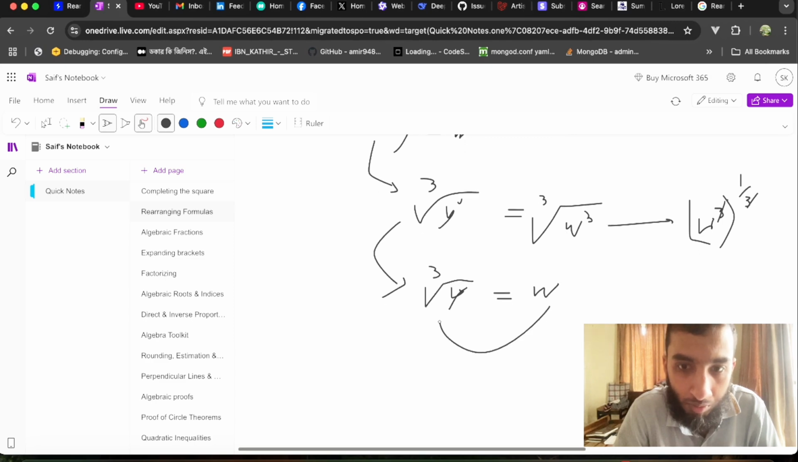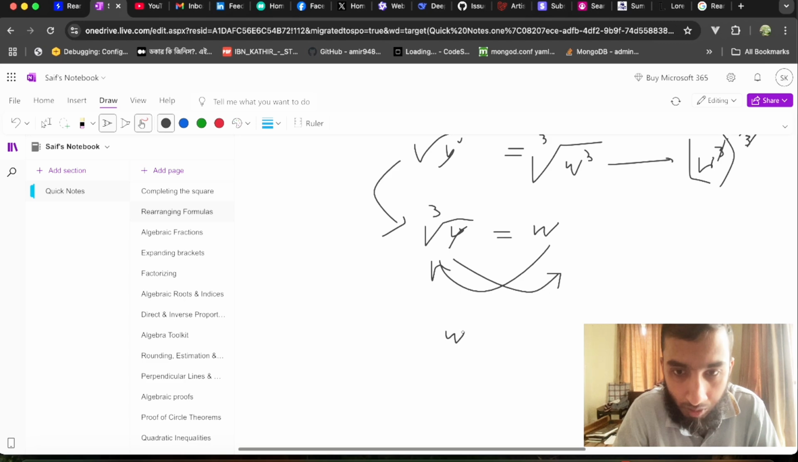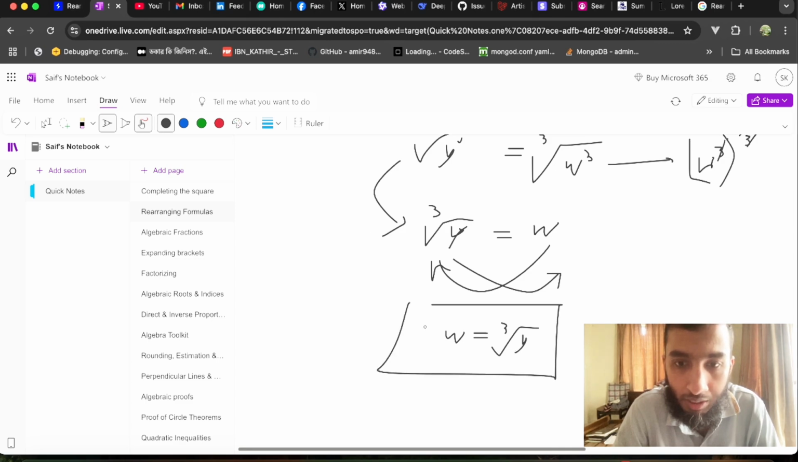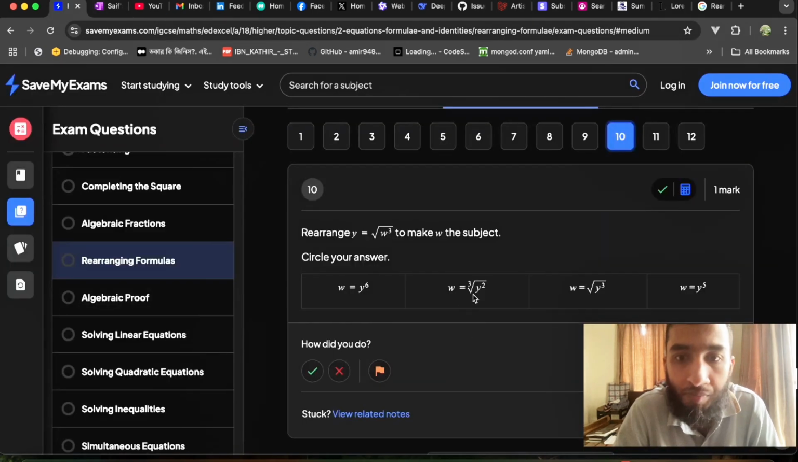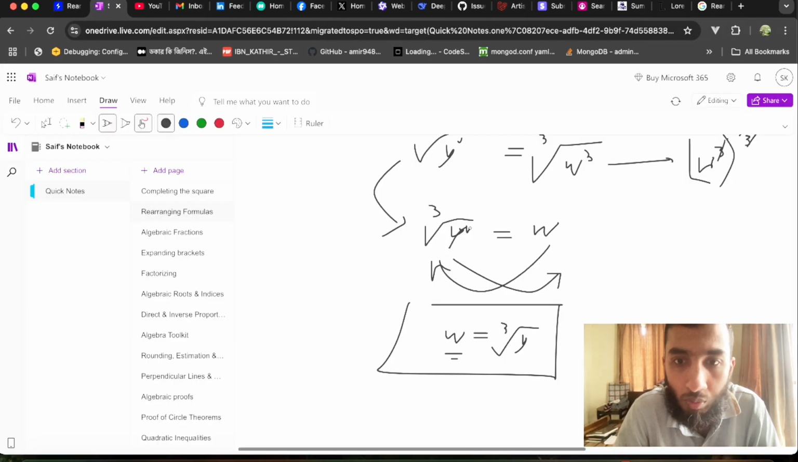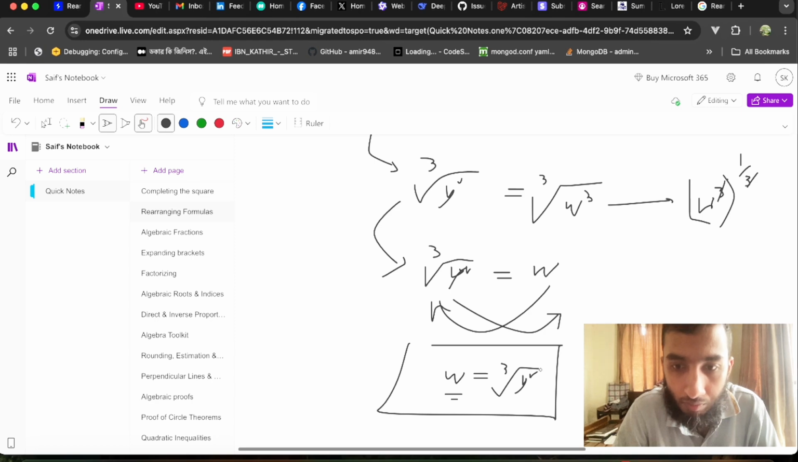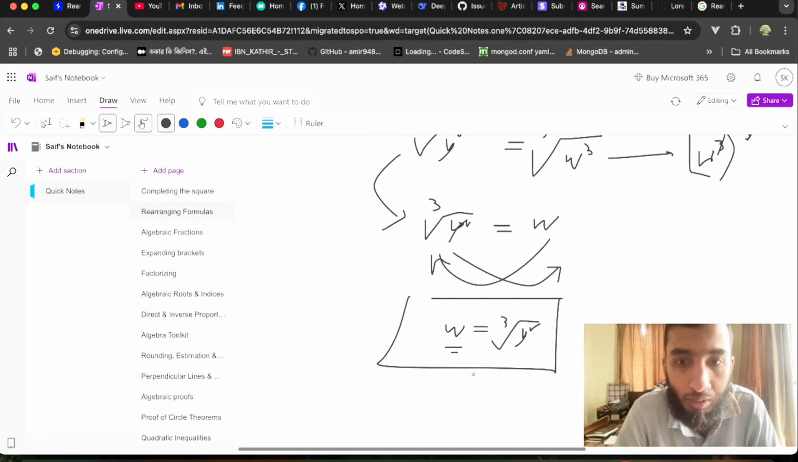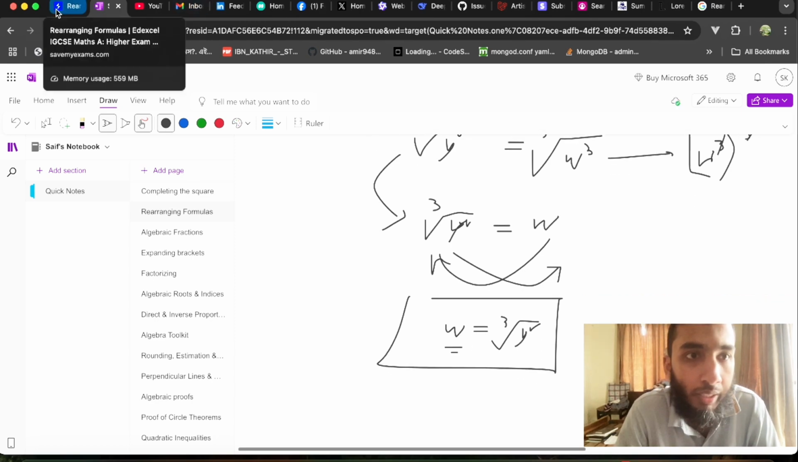So if I write w on the left hand side and cube root y square on the right hand side, we get w equals cube root y square. So this is the equation where I change the subject from y to w. So what is the right answer? W equals cube root y square. So this is the correct answer.